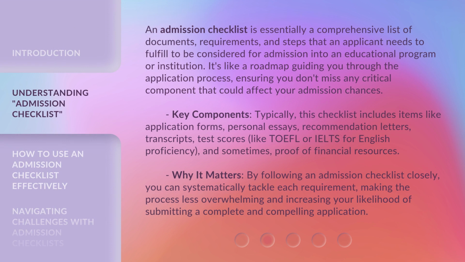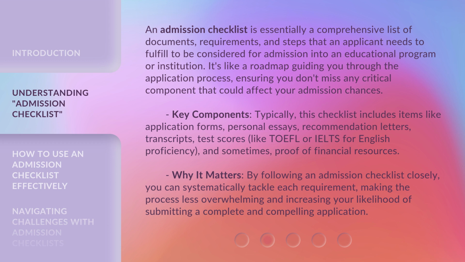An admission checklist is essentially a comprehensive list of documents, requirements, and steps that an applicant needs to fulfill to be considered for admission into an educational program or institution. It's like a roadmap guiding you through the application process, ensuring you don't miss any critical component that could affect your admission chances.